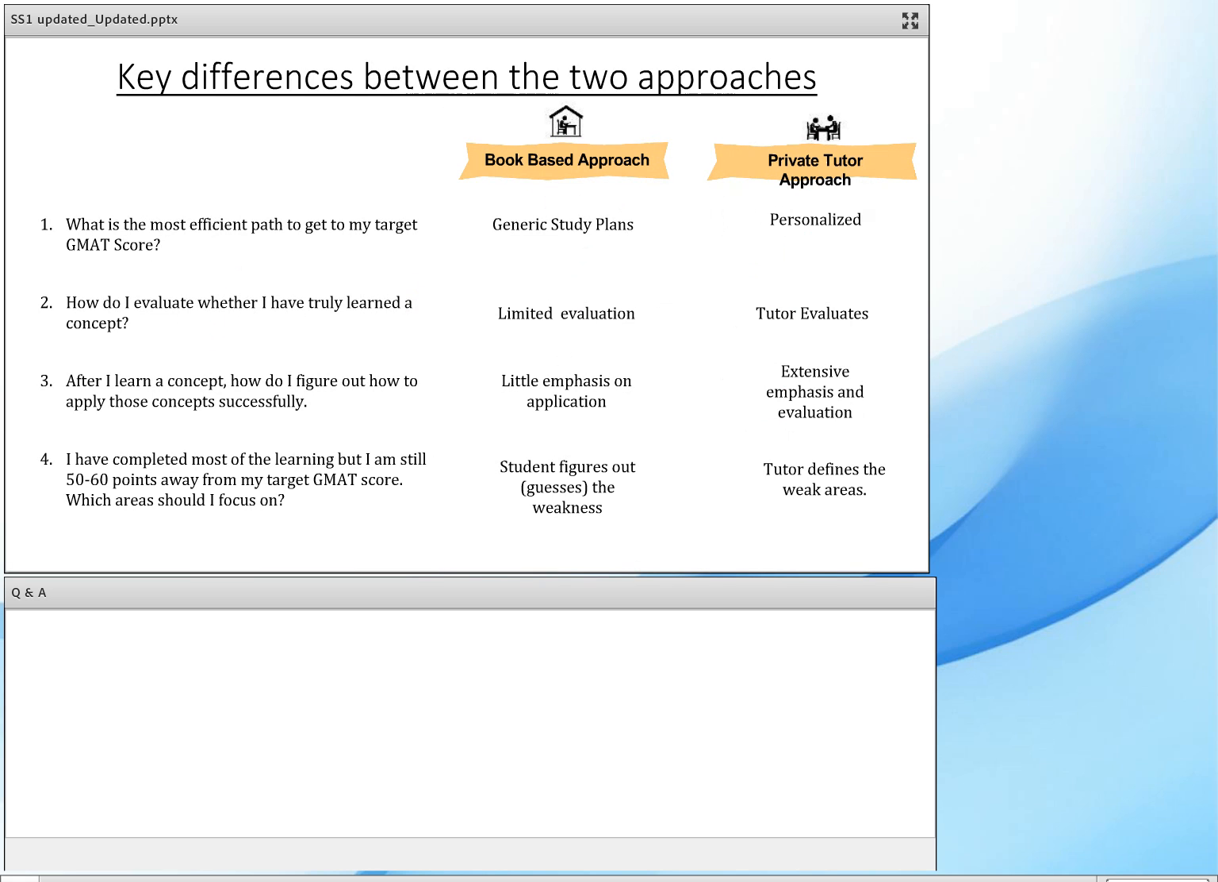So again, you can really see why we say that most of the other courses out there are built around this book-based approach, whereas we build technology and content that enables us to offer a private tutoring-based architecture.